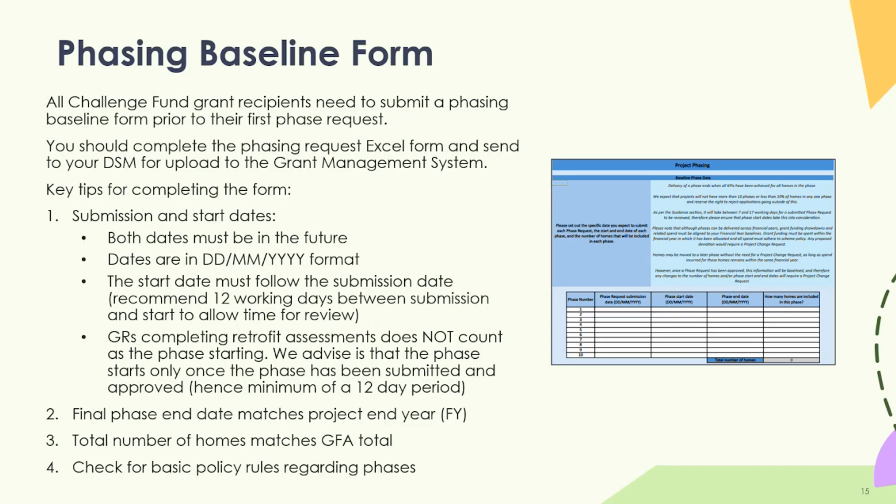So the phasing baseline form, this is something that's relatively new, and it's not mentioned within the guidance document, I don't believe. But when you submitted your GFAs or scaled bids, you obviously had to put in quarters when you were expecting to submit your phases. Given that was only quarter information, the department now, from everyone, needs a revised phasing baseline to show when you expect to submit your phases, when you expect those to start, when you expect those to end, and the total number of properties per phase.